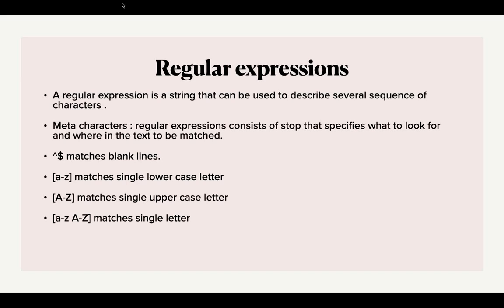We have different types of symbols. These symbols are also called meta characters. These meta characters are used to specify what to look for and where the text is to be matched. So, characters and descriptions: we have to match the beginning of lines, match the end of lines, a single character, or match zero. This regular expression is also used with the grep command. The next topic will be about the grep command.